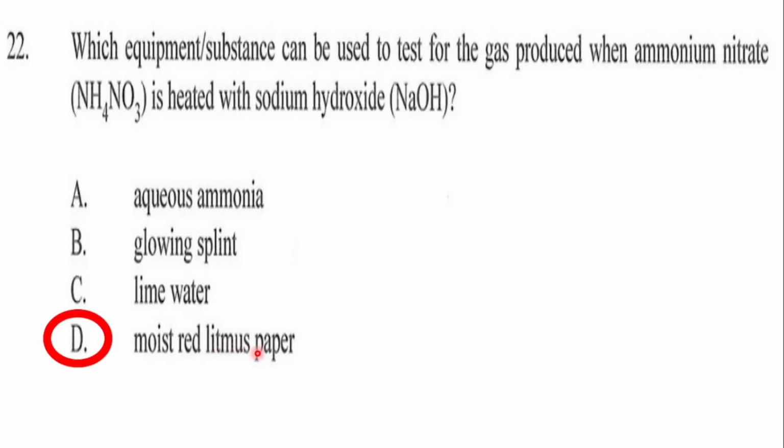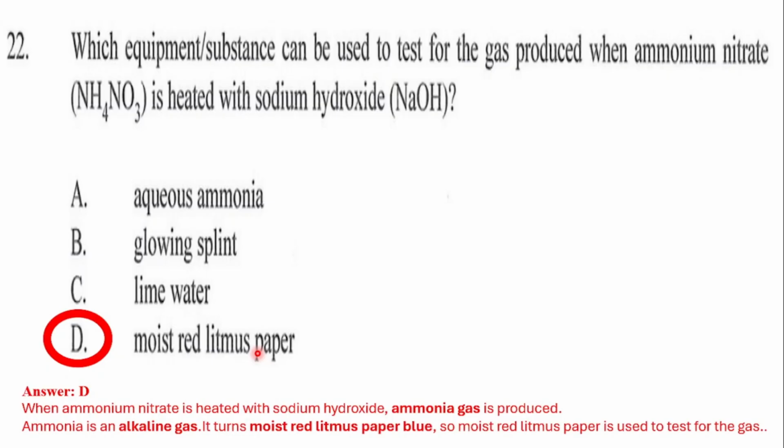The correct answer is definitely going to be D, moist red litmus paper, because when ammonium nitrate is heated with sodium hydroxide, ammonia gas is produced. That is the gas that's going to be produced. Now ammonia is an alkaline gas, and this alkaline gas turns moist red litmus paper blue. So moist red litmus paper is used to test for the gas. So the correct answer is definitely going to be D, moist red litmus paper.